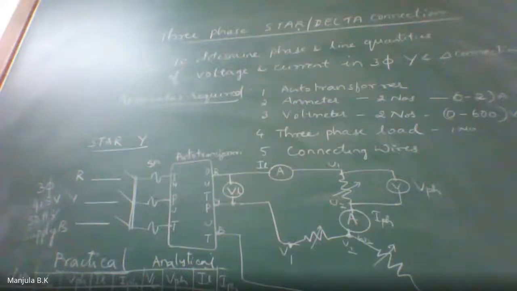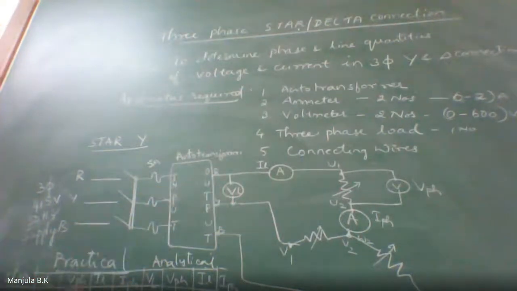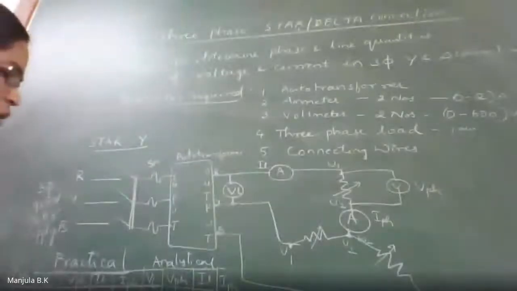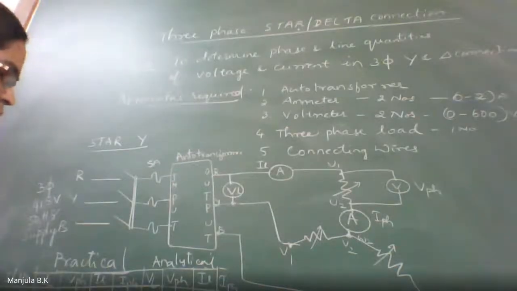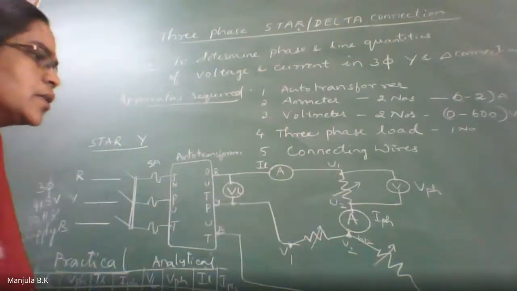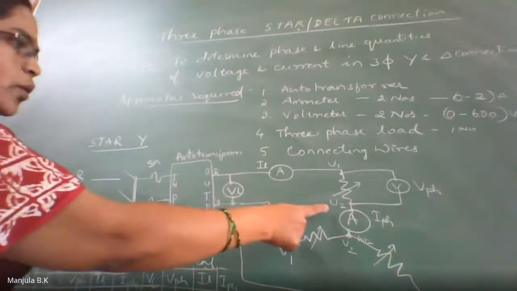Once 250 volts is applied, VL is observed. Measure all the values VPH, IL and IPH, and you can continue up to 415 volts, keeping only one of the load across this. So when we look at the experimental setup, we will show the load points.